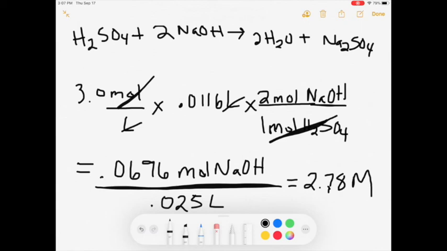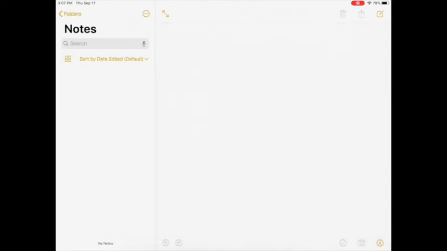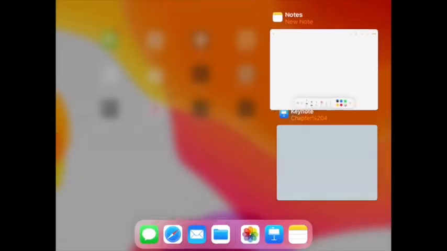So again, you will always use that mole ratio when you're doing titration problems. Not all titration problems look just like this. Sometimes we can solve for the volume of the acid or the base. Sometimes we can solve for the grams of the acid. So you have to be careful because not all titrations look the same, but they all will use a mole ratio. Okay, let's do the next one.